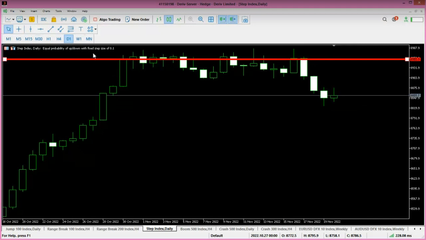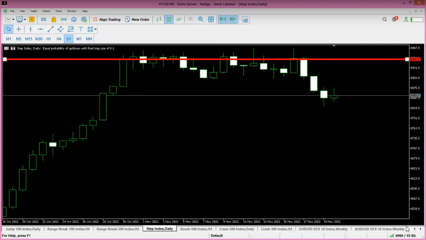All you need to do is to find that strategy and then focus on it and work on it until it works. That's how it goes. Okay, so that's it for the step index. Now let us go to the last one, which is crash 1000.